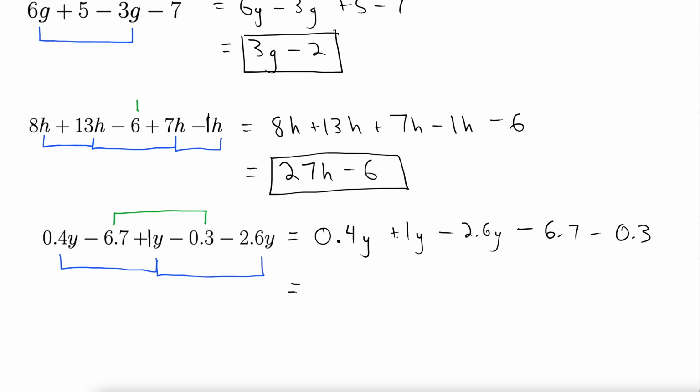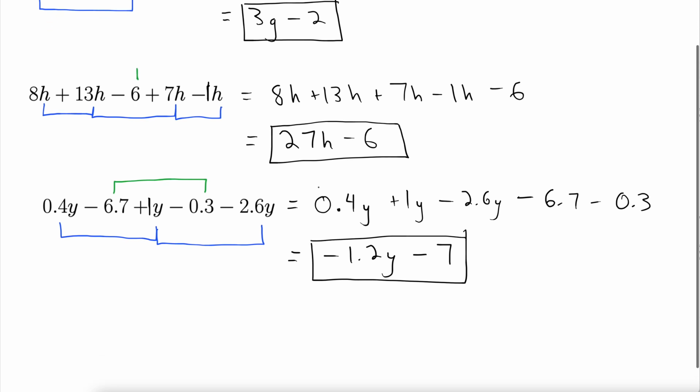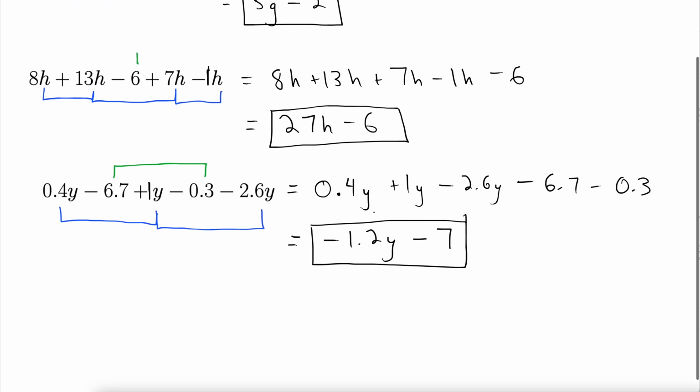Okay, 0.4 plus 1 is 1.4. Minus 2.6 is negative 1.2y. Minus 6.7 minus 0.3 is minus 7. So negative 1.2y minus 7. There we go.